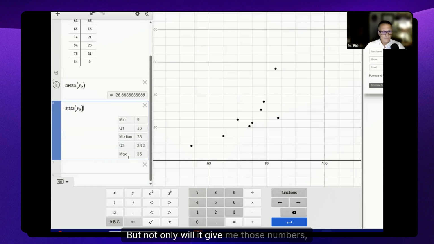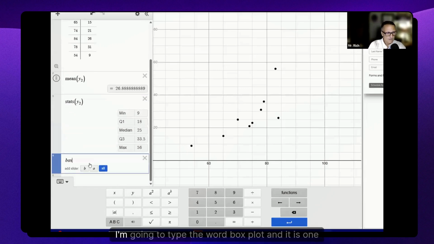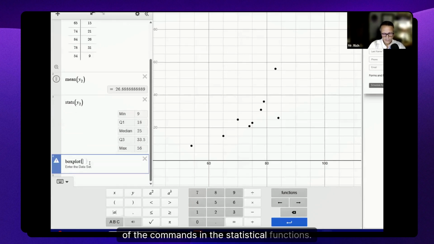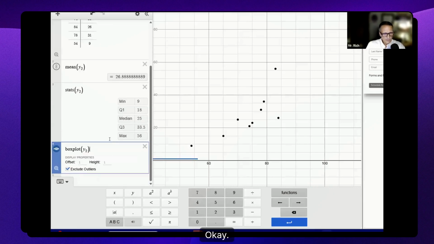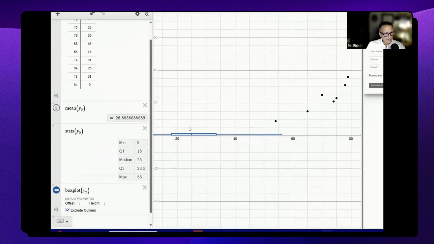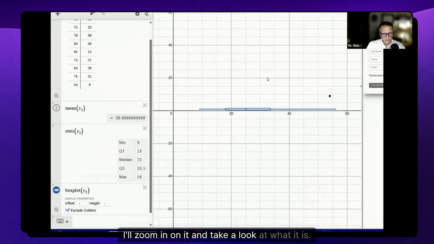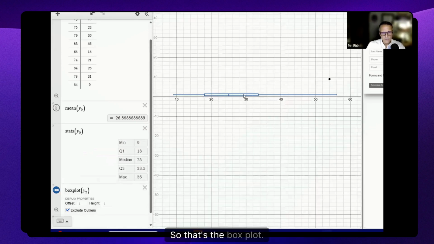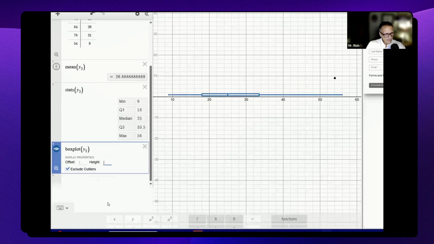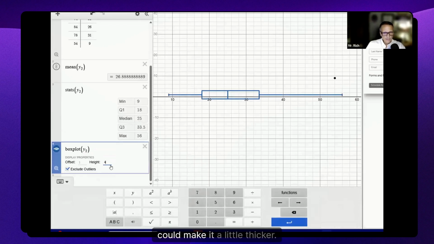But not only will it give me those numbers, I could tell it to create a box plot. I'm going to type the word box plot, and it is one of the commands in the statistical functions. And I want a box plot for Y2. Okay, now the box plot has been graphed down here. It's really flat. I'll zoom in on it and take a look at what it is, but there it is. So that's the box plot. I can change some of the parameters here. I can change the height. I guess I could make it a little thicker. Yeah, so I can do that.